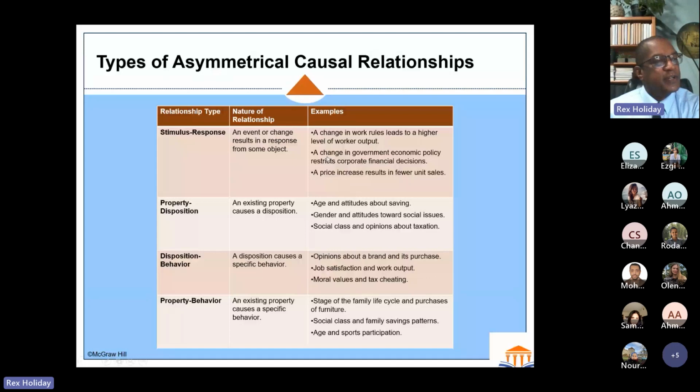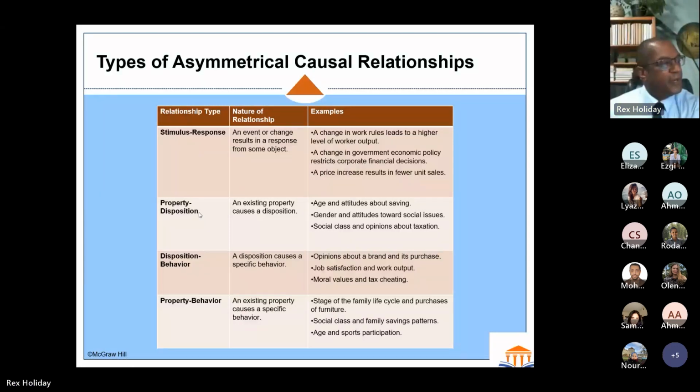A change in government economic policy restricts corporate financial decisions. A price increase results in fewer unit sales. So again, here's a stimulus and the response. The event or change results in a response from some object. And these are three examples that they gave here. Okay, we'll come back to that. I'll ask you some questions about that in a second.